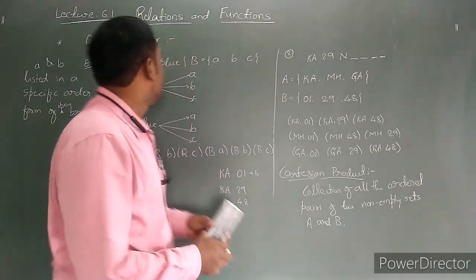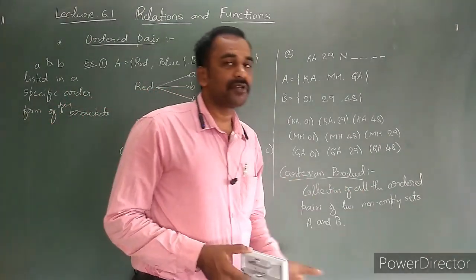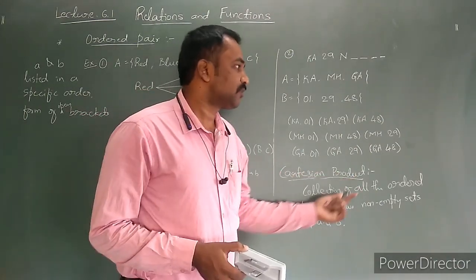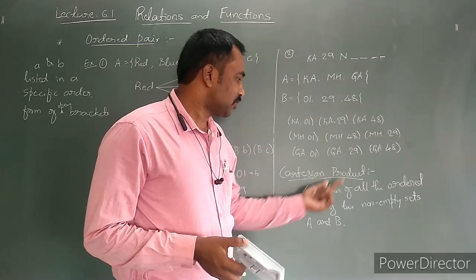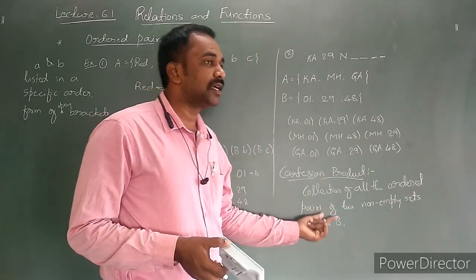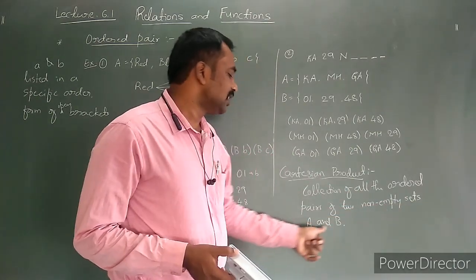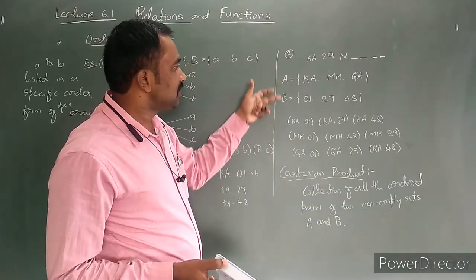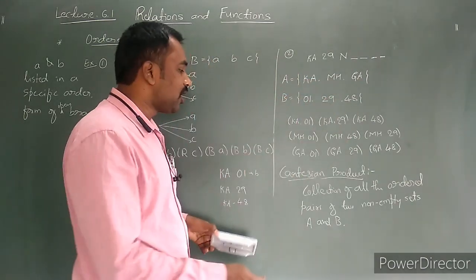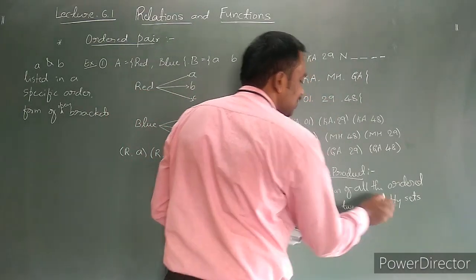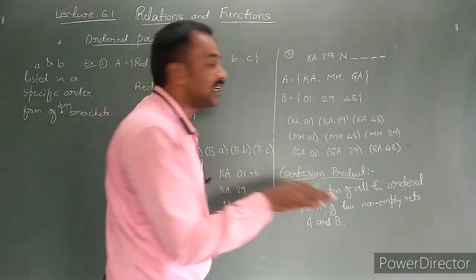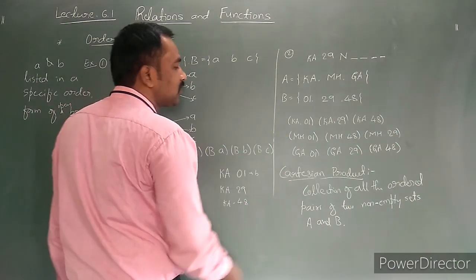Very important definition. Ordered pair definition, Cartesian product definition. They used to ask them for 1 mark questions. Now, what is the Cartesian product? Cartesian product is a collection of all the ordered pairs of two non-empty sets A and B. Two non-empty sets A and B means set A contains some element, set B contains some element. Non-empty means a set which is not an empty set, which contains at least one element in it. Okay, so this is the question.